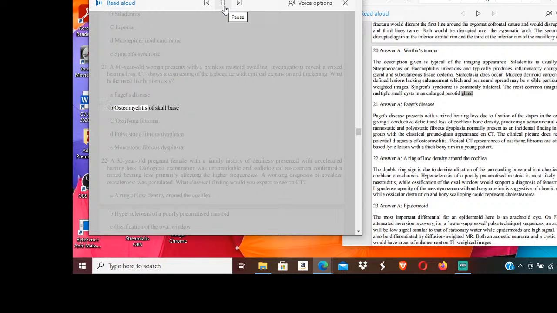A. Paget's disease. B. Osteomyelitis of skull base. C. Ossifying fibroma. D. Polyostotic fibrous dysplasia. E. Monostotic fibrous dysplasia.